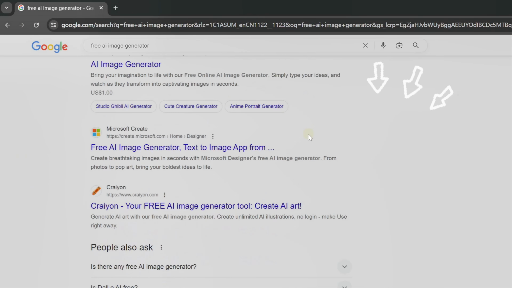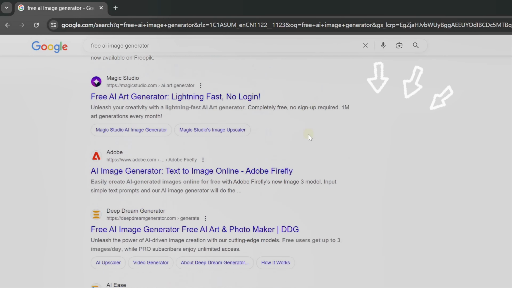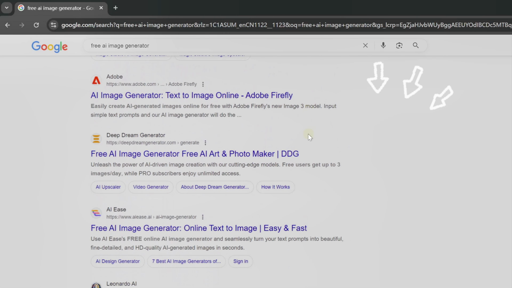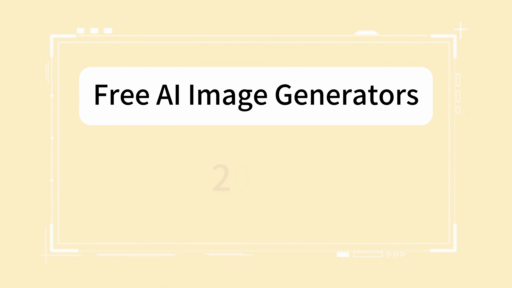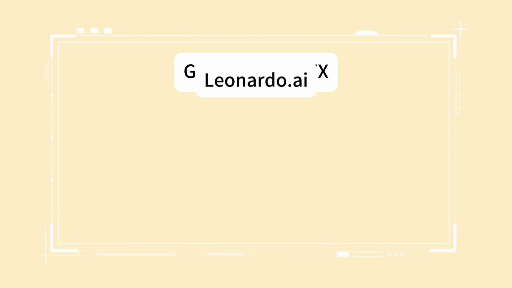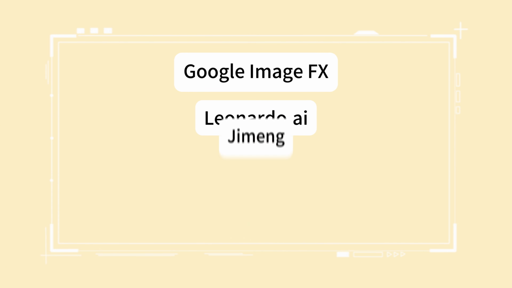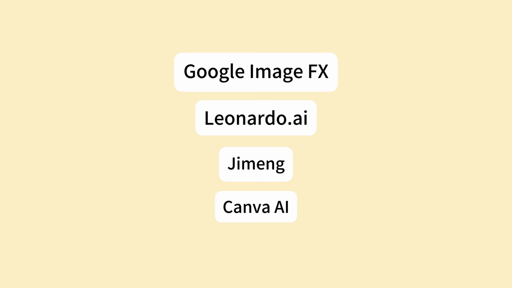So free AI tools are popping up everywhere, right? But are they actually good enough for when you gotta get some real work done? Today, we're gonna pit 4 of the top free AI image generators of 2025 against each other: Google ImageFX, Leonardo.ai, Jimeng, and Canva AI. Stick around, because we're gonna run them through some real-world tests and check out the results side by side.